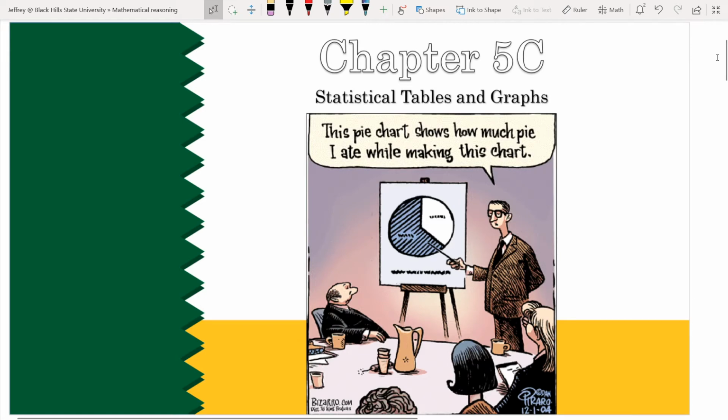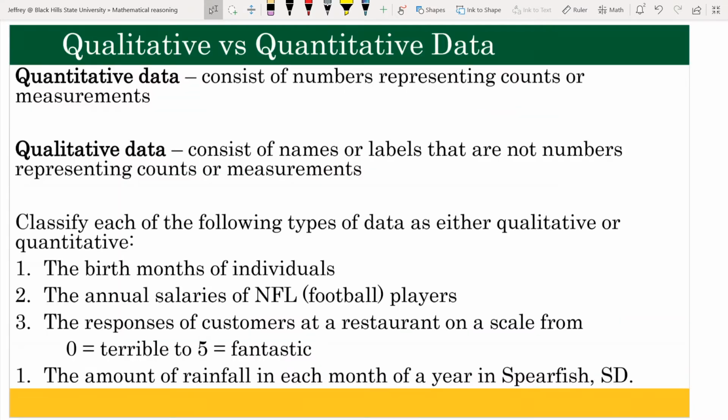Hello, and today we're going to talk about statistics, tables, and graphs. One of the first things we need to talk about when we're talking about statistics and graphs is the difference between qualitative versus quantitative data. Quantitative data basically consists of numbers representing counts or measurements, whereas qualitative describes some kind of quality, so that could be either their name or color, gender, etc.